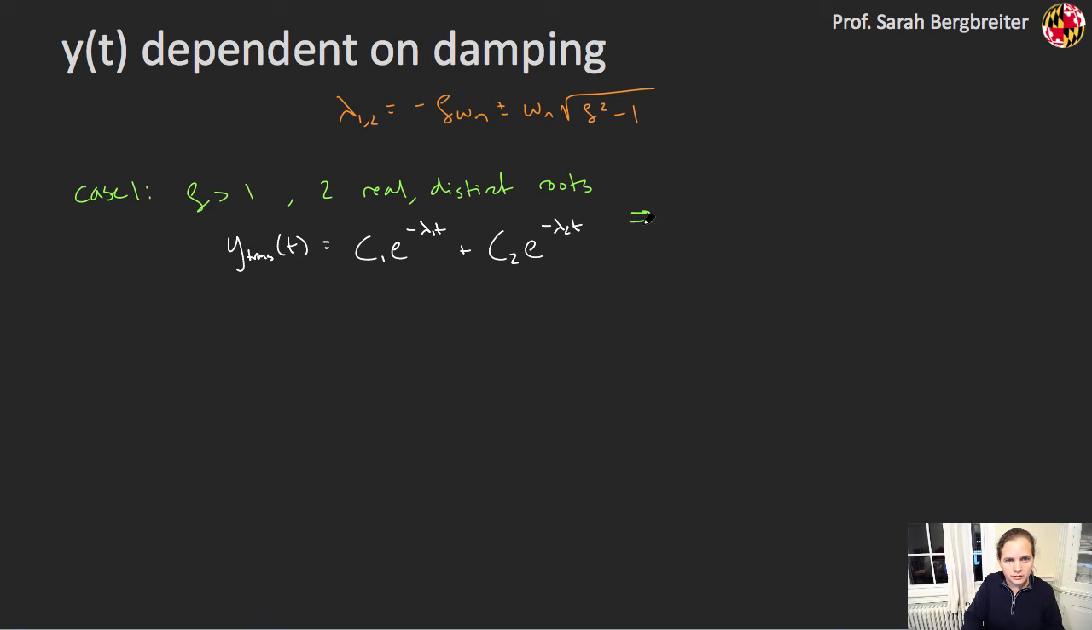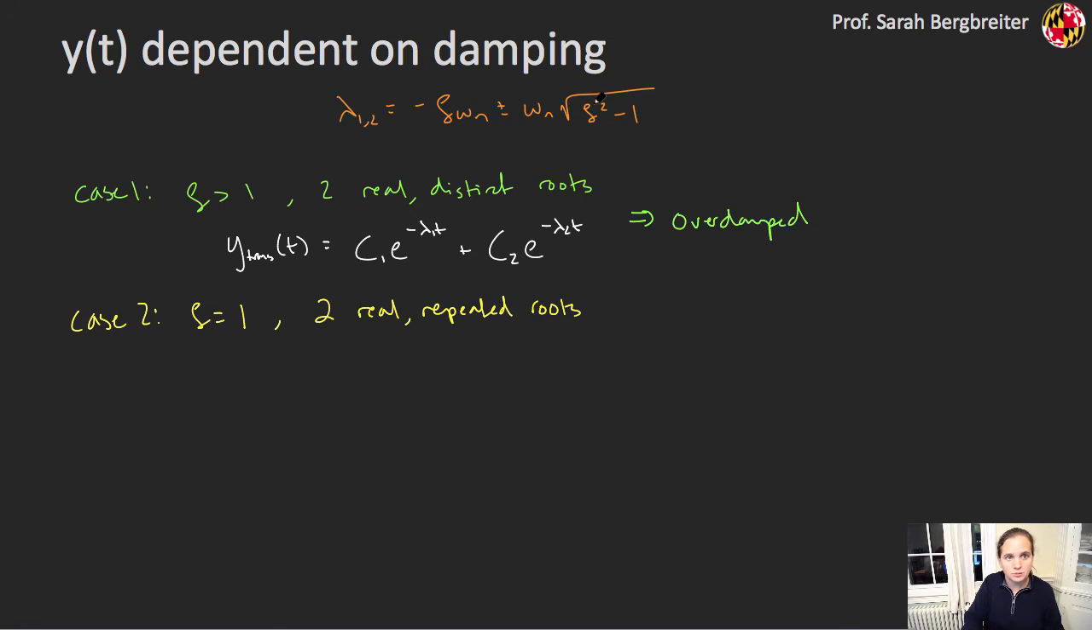Right, and we call this case overdamped. So when zeta is greater than 1, when my damping ratio is greater than 1, I'm overdamped. In the second case, I have zeta equal to 1. And in this case, I have two real roots, but they're repeated. They're the same number up here.